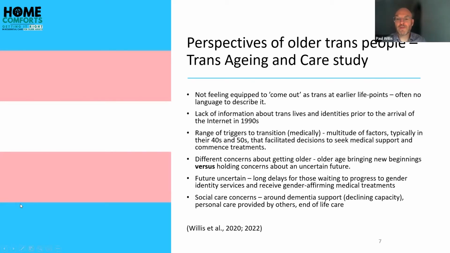They also told us that there are a range of different triggers that led to them transitioning medically. They may have transitioned socially, in terms of how they dress and present and express themselves privately and to significant others, but then began the process of accessing gender reassignment treatments. There are a multitude of factors, typically for people in their 40s and 50s, that facilitate these decisions. That included things like experiencing divorce and separation from spouses, children leaving home as young adults, or perhaps relocating to a new country and a new location, away from places where people had grown up.